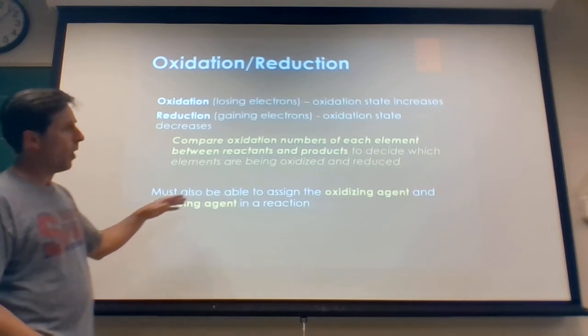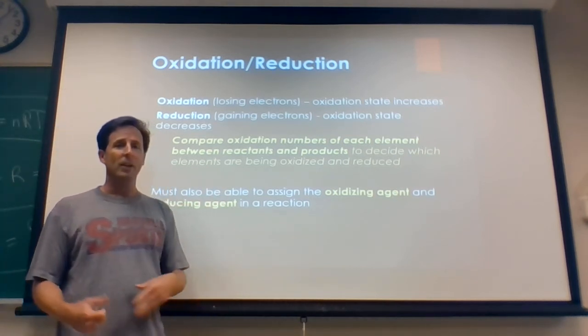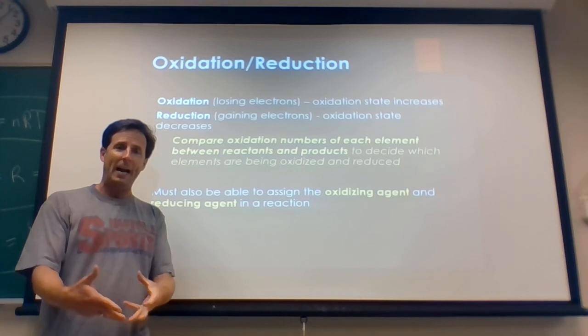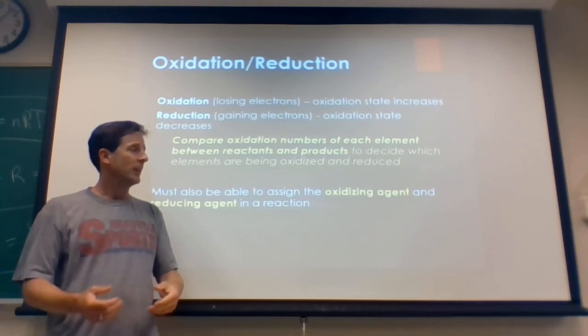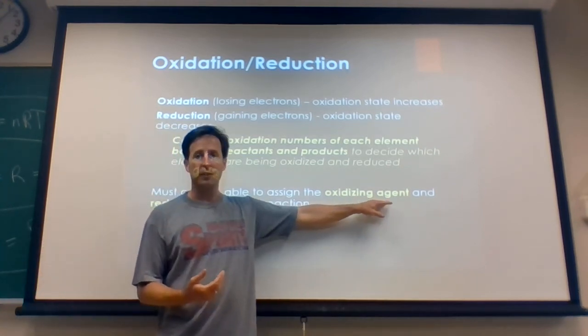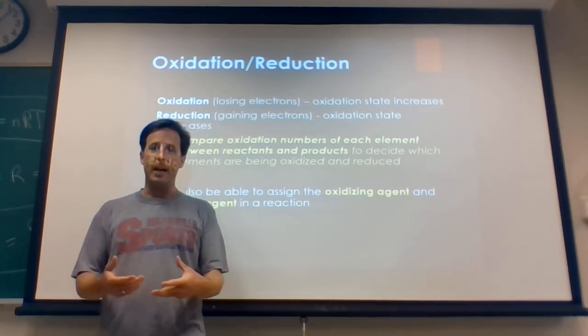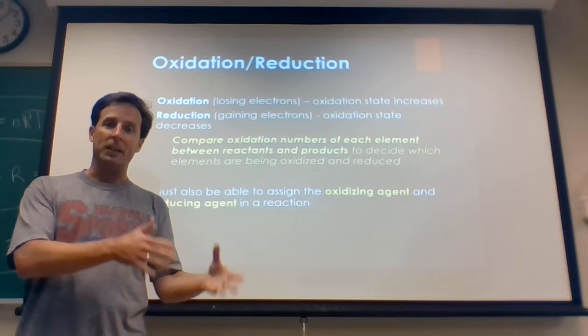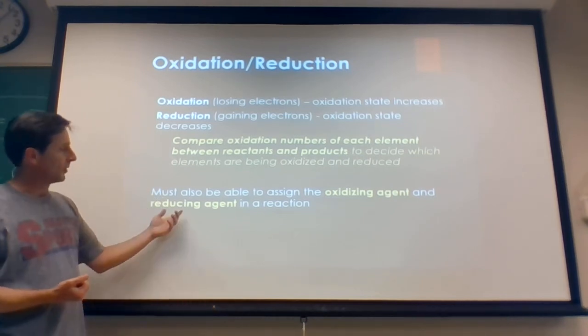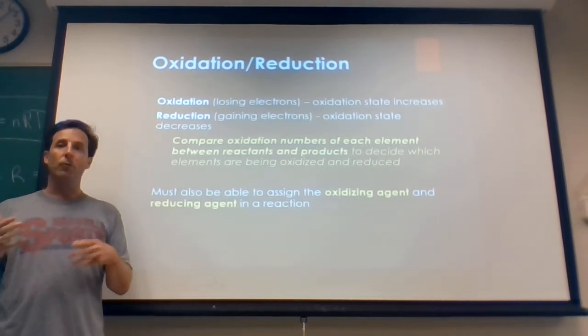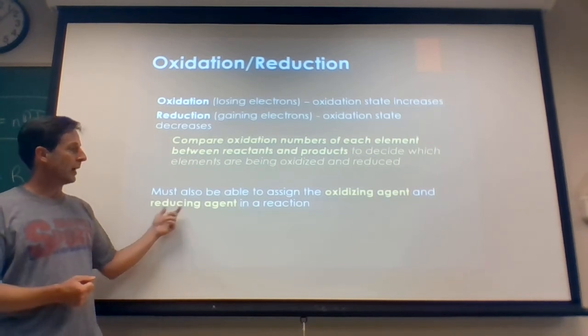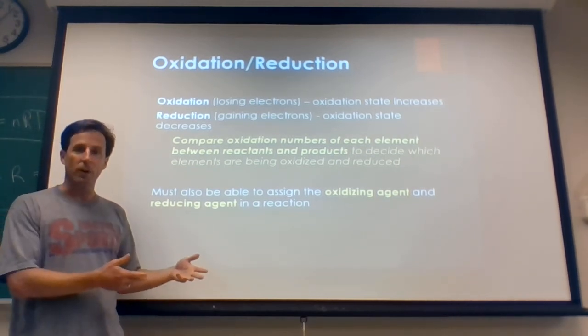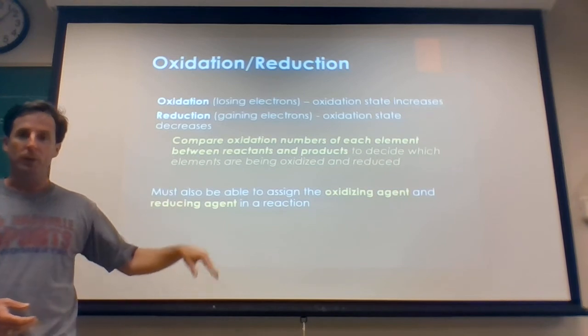We also want to be able to look at the reaction and say, what compound is being added to this mixture that's causing the oxidation? That's called an oxidizing agent. Some compounds are really good at making other compounds get oxidized. We also can have compounds that are useful for reducing things. Whatever we're adding that causes the reduction to occur is called the reducing agent. We'll deal with that in just a minute.